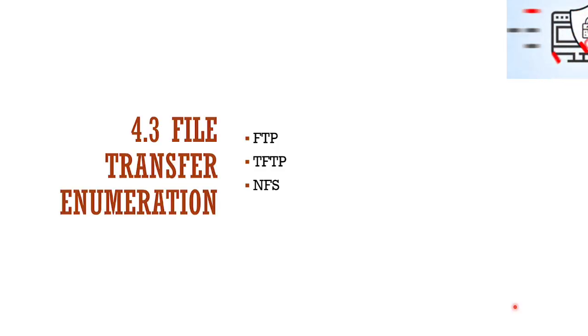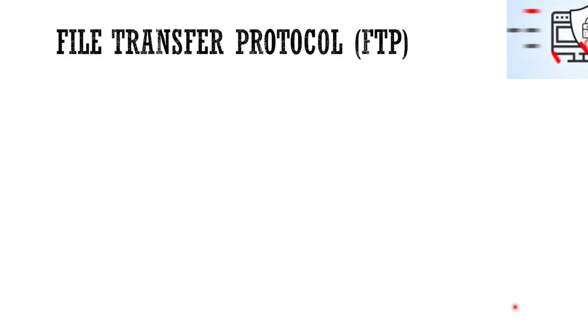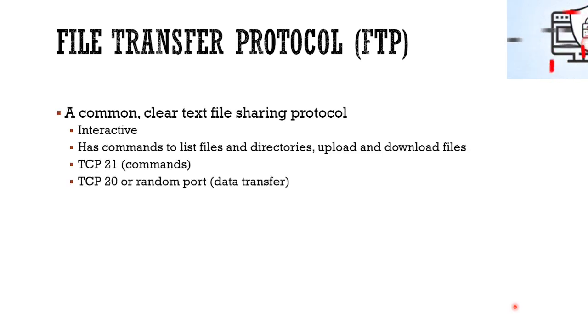Let's talk about using the file transfer protocols for enumeration. And let's start with the oldest one of all, well, just about the oldest one, FTP. FTP has been around forever. It's clear text. Just about any operating system can use it, and it has something unusual. It uses 2 channels, 2 ports, not just one.